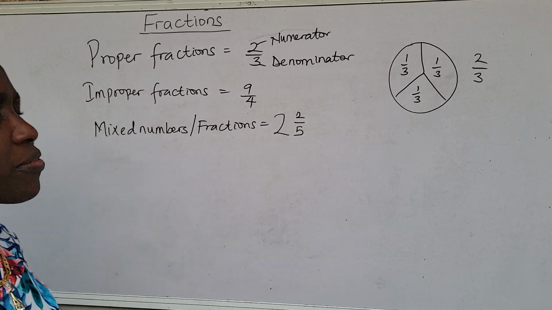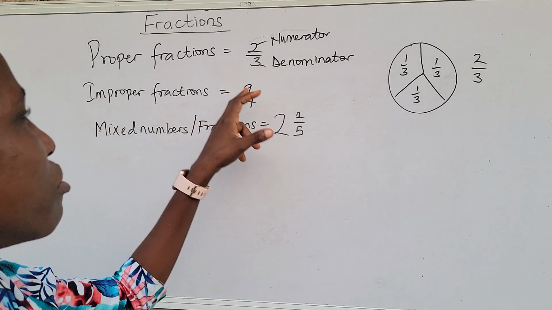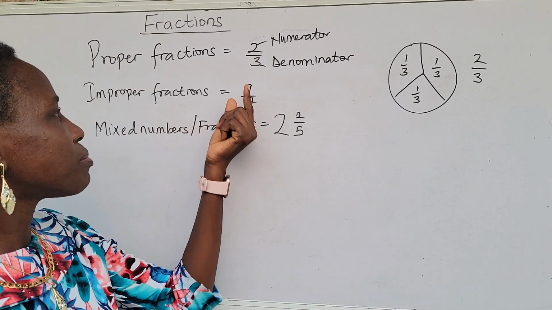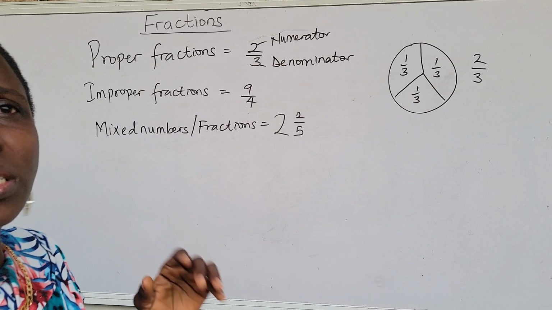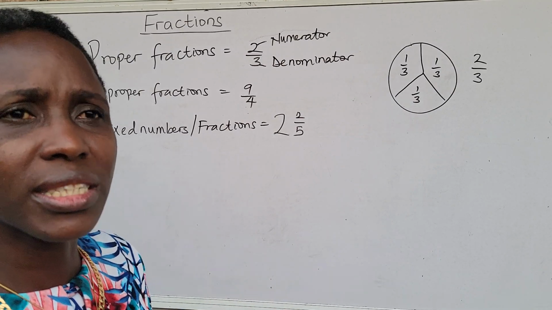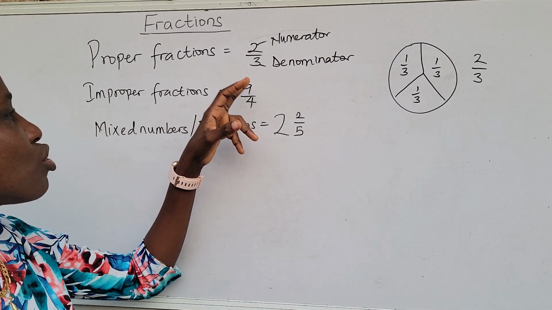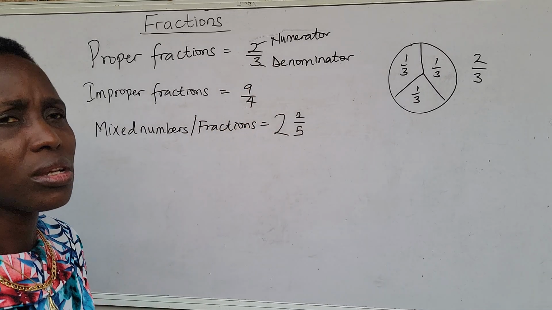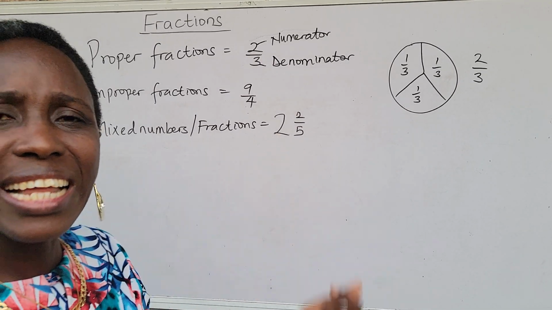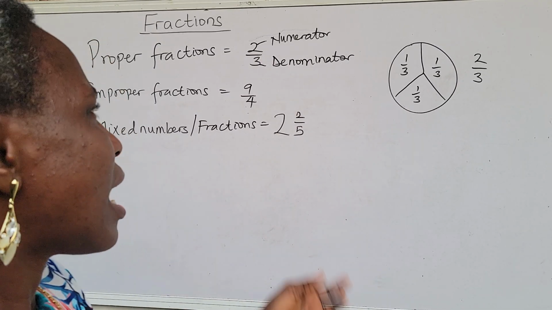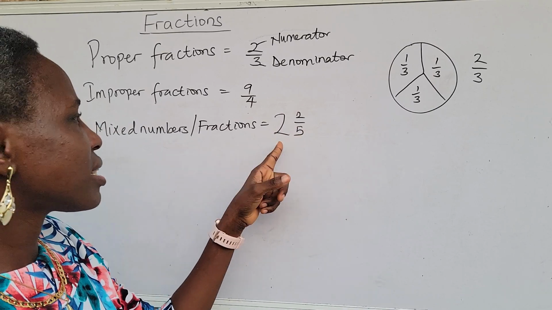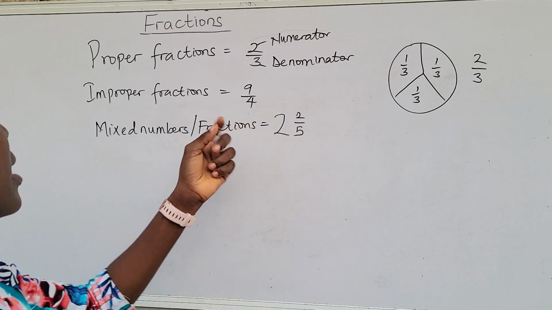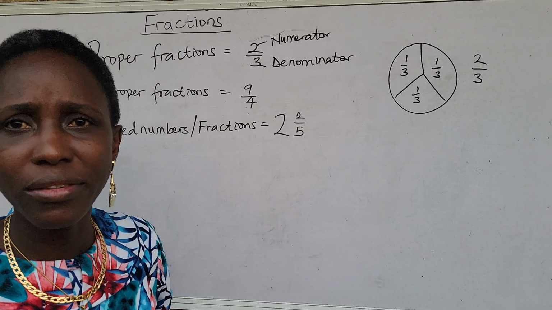Then we have the improper fraction. In this case, the numerator is greater than the denominator. You can see this: 9 over 4, 10 over 2, 15 over 10. The numerator is usually bigger than the denominator. Then we have the mixed number, or mixed fraction. In this case, we have a whole number added to a proper fraction, and that is what we call a mixed number. You can see this as 2 whole number, 2 over 5. So those are the 3 types of fractions we have.